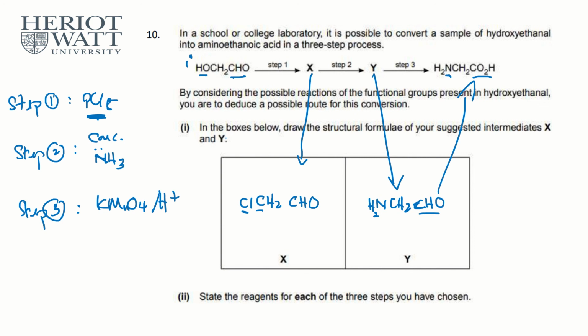All right. So next, we're done with steps 1, 2, 3. Let me know in class if you need any further help. In the box below, you have drawn what I've shown you. So let's look at the last one. State the reagent for each of the 3 steps you have chosen, which I've done as well. So PCl5, concentrated ammonia, and KMnO4 as the oxidizing agent.